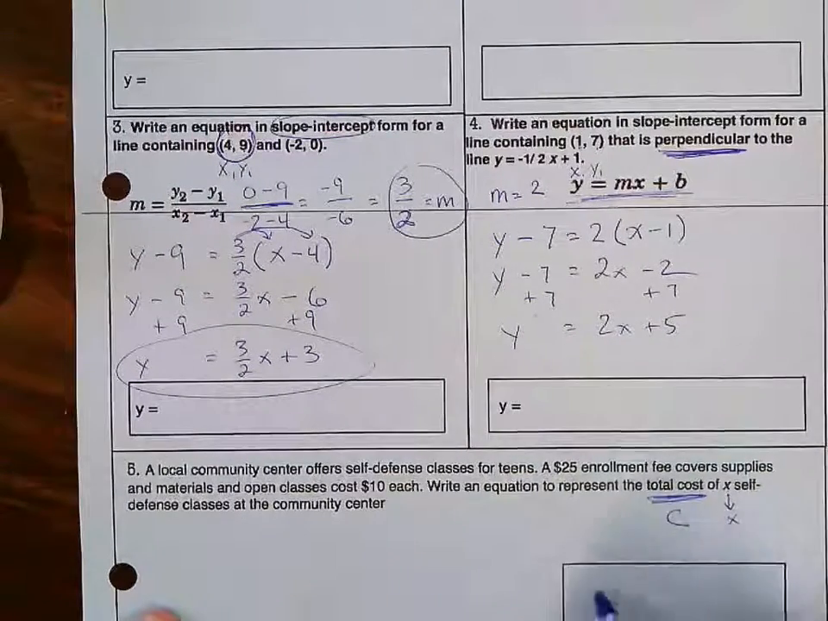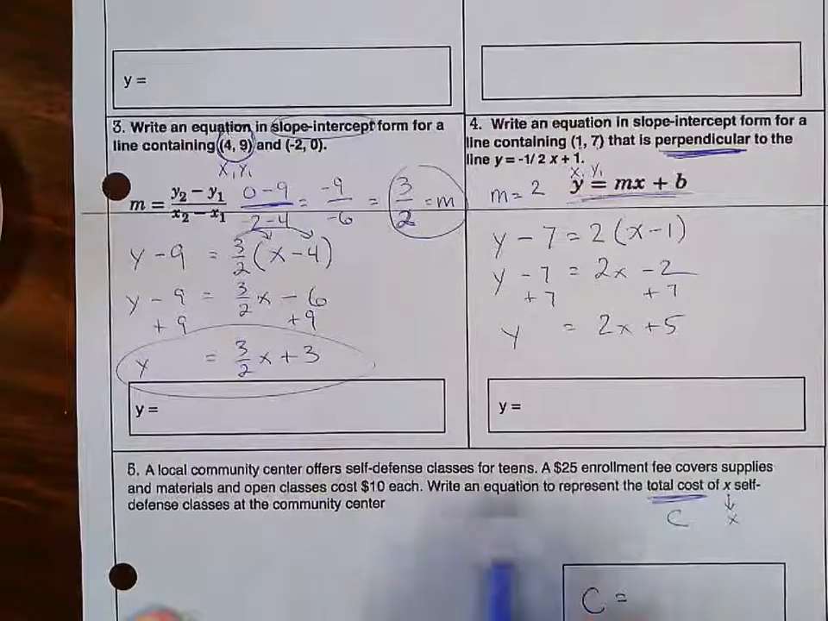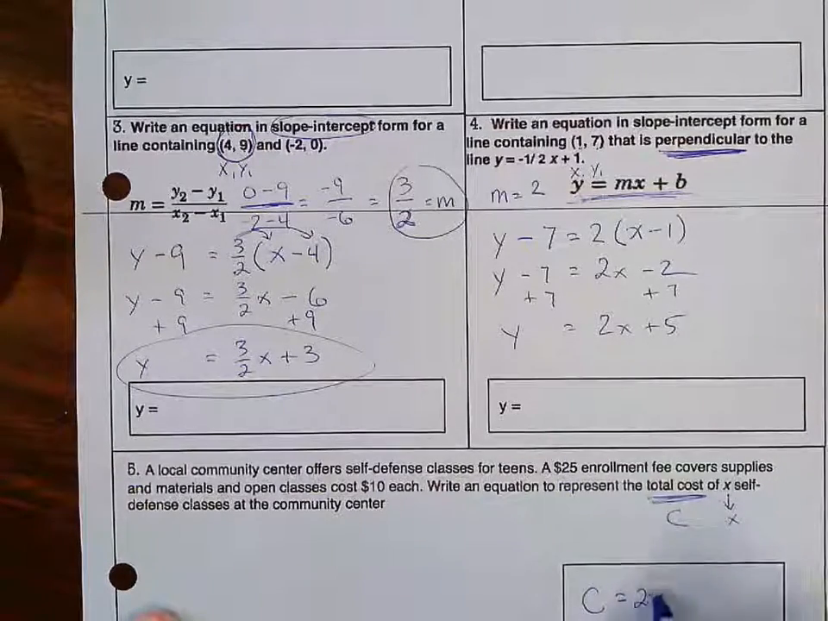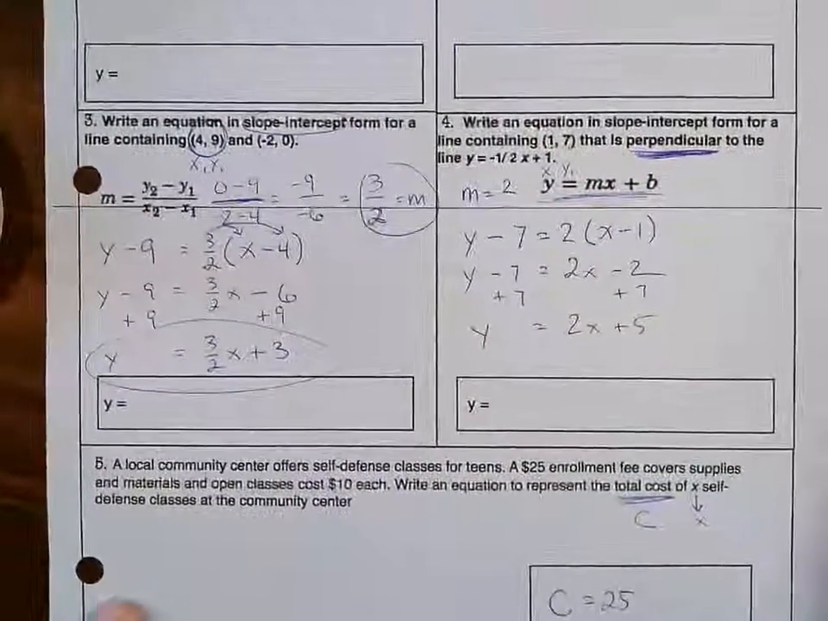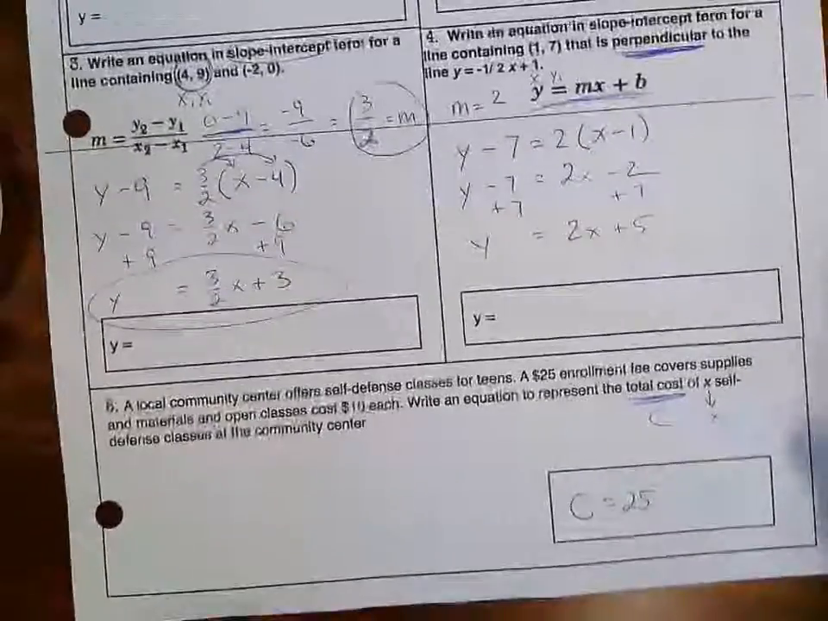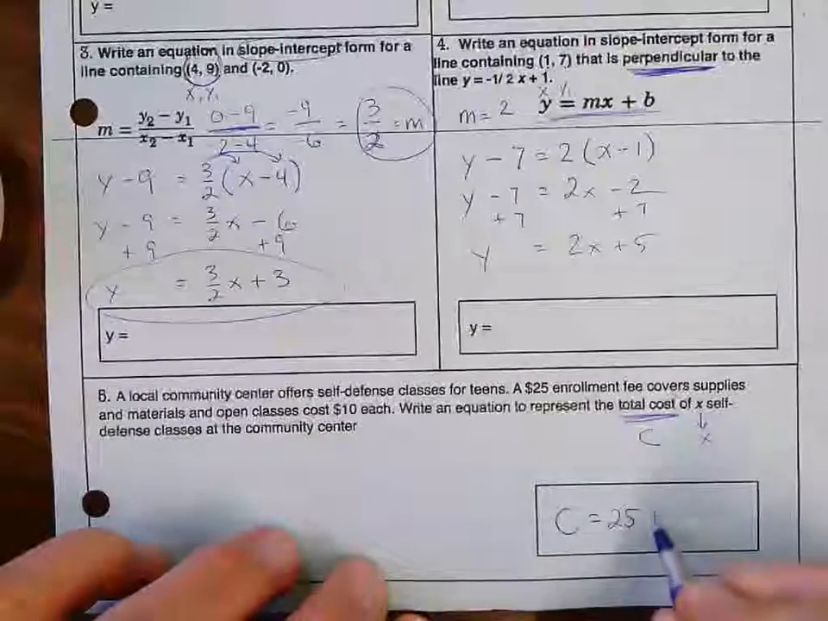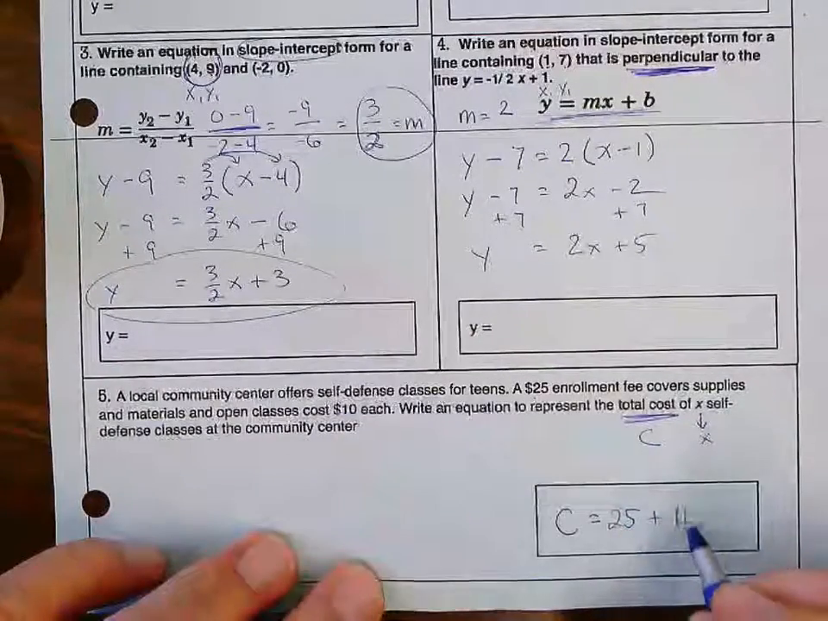My total cost is going to equal, well, I automatically just owe 25 as soon as I say I'm going to go to anything. That's your enrollment fee, so it's 25, plus each class is $10, so $10 each class.